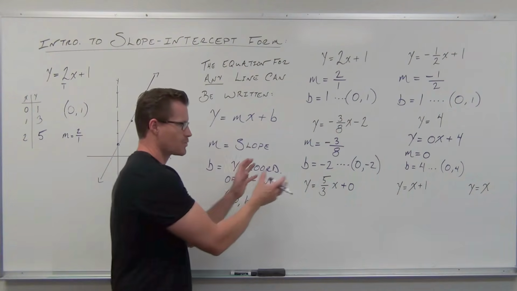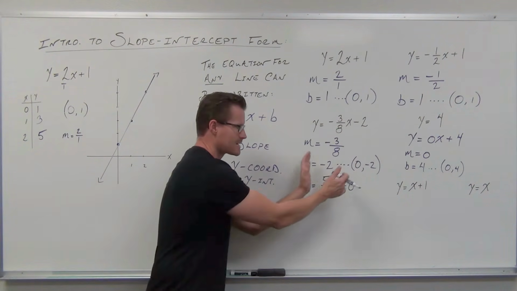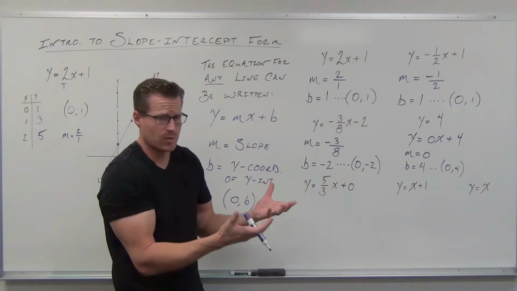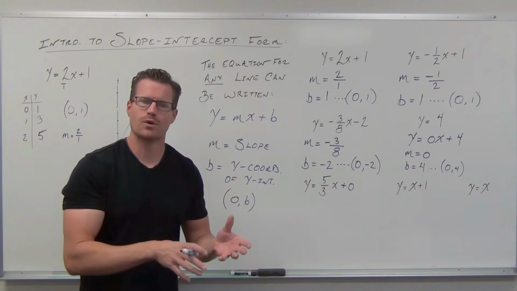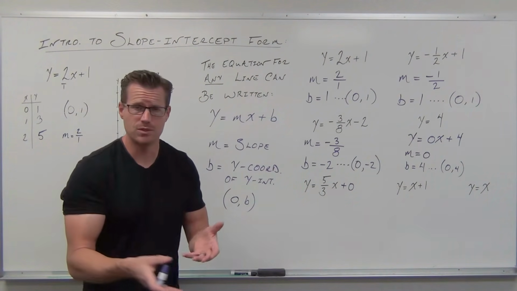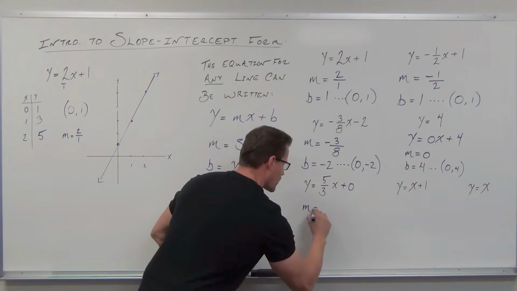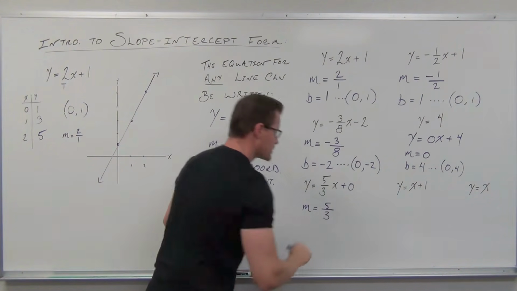So this is y on one side. This is in order. I got x's and then I got constants. I don't have any, but I can put plus 0. Now we start looking for our slope. And I'm guessing at this point you can probably do it. Well, our slope, our m, is positive 5/3.